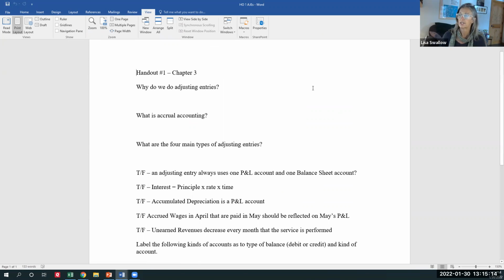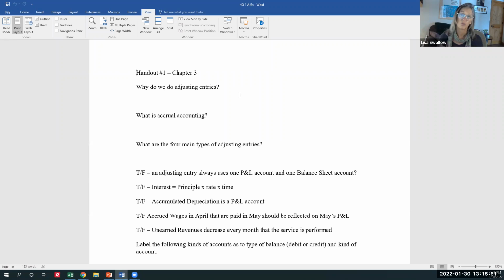So the first question was, why do we do adjusting journal entries? And the answer to that question is that we do them in order to comply with accrual accounting. And accrual accounting is mandated by GAAP, generally accepted accounting principles. And what accrual accounting says is we recognize revenue when it's earned, not when the cash trades hands. And we have to recognize expenses when they're incurred and to match them with the revenues that they help to earn, not when the cash trades hands.